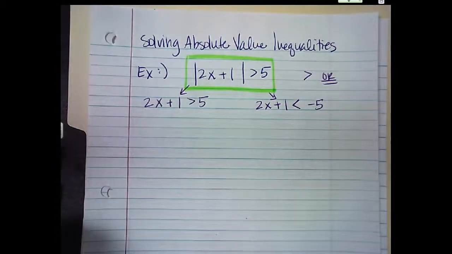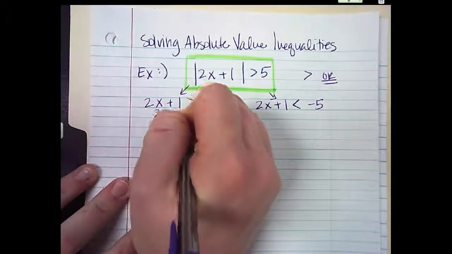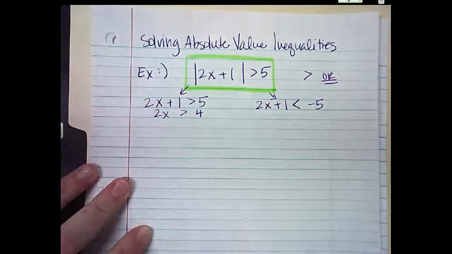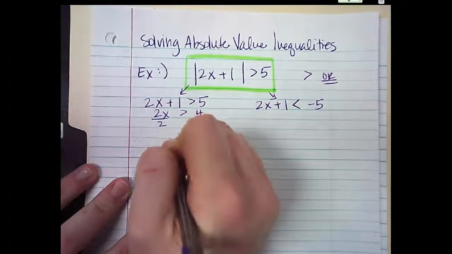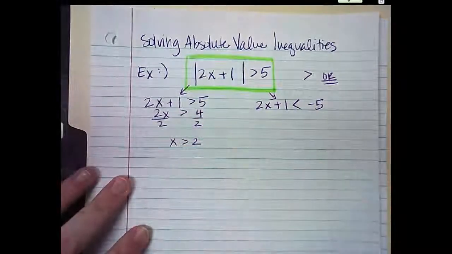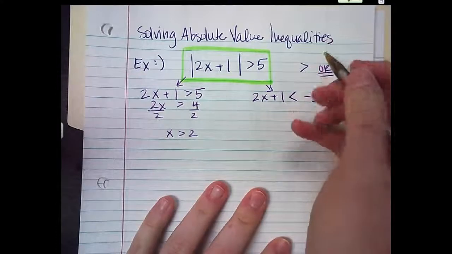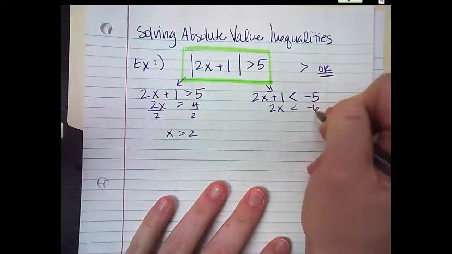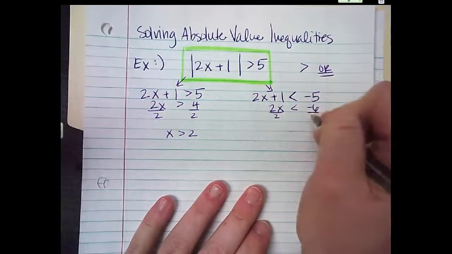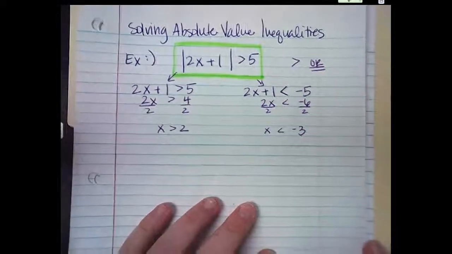Okay, so let's solve for x. How do I solve for x? Subtract the 1. So 2x is greater than 4. Divide by 2. X is greater than 2. Same thing over here. Subtract the 1. 2x is less than negative 6. Divide by 2. X is less than negative 3.